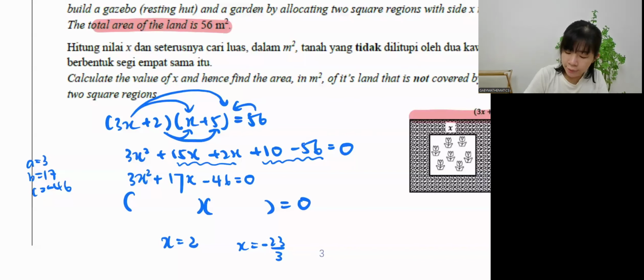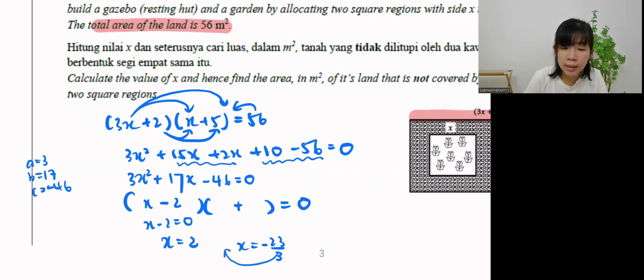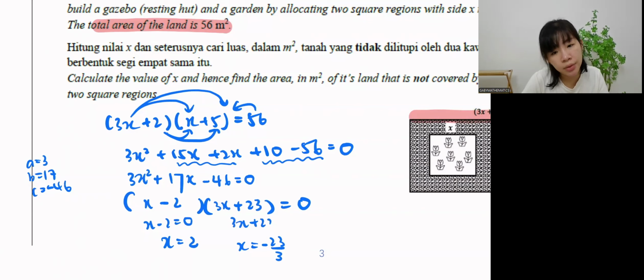Terbalik, fill into the bracket. So x minus 2 equals 0. The other one is negative, so you put plus. Always write the denominator first. You bring the 3 to the front. So we write 3x plus 23, 3x plus 23 equals 0.